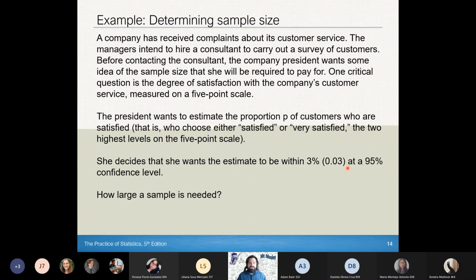The president wants to estimate the proportion P of customers who are satisfied, that is, who chose either satisfied or very satisfied, the two highest levels on the 5-point scale. She decides that she wants the estimate to be within 3%, 0.03 as a decimal, at a 95% confidence level. How large a sample is needed?